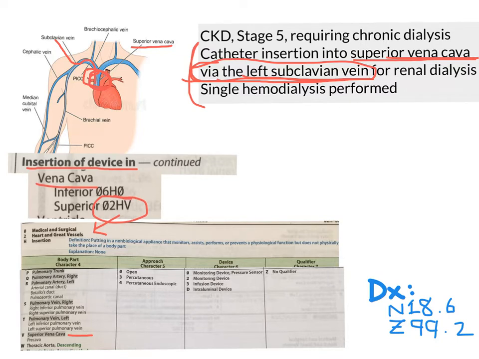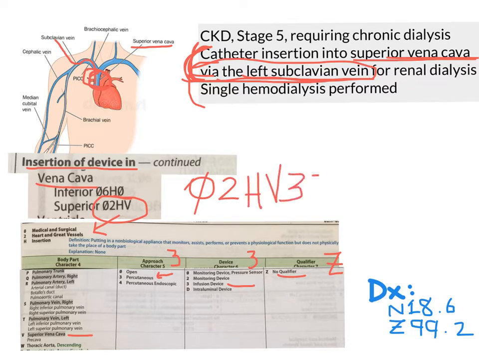Then working across the table, we will choose character 3 here for percutaneous, right? We're inserting through the skin and no mention of a scope. We will pull in character 3 for the device, infusion device. So a catheter is an infusion device. So we'll pull in character 3 there, and then no qualifier, Z. So our final code for this particular portion of the statement will be 02HV33Z. So this is just for the catheter insertion only.